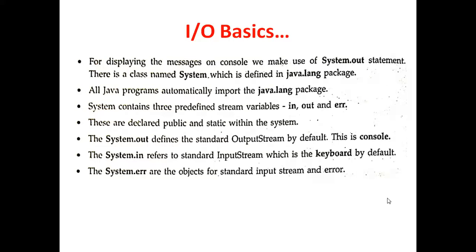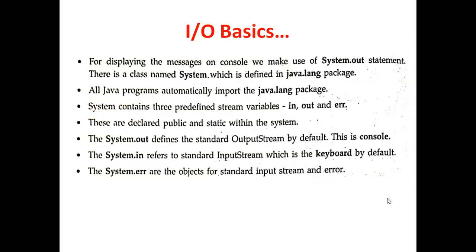For displaying a message on the console, we make use of the System.out statement. There is a class named System which is defined in the java.lang package. All Java programs automatically import the java.lang package. System contains three predefined stream variables, that is in, out and err. These are declared public and static within System.